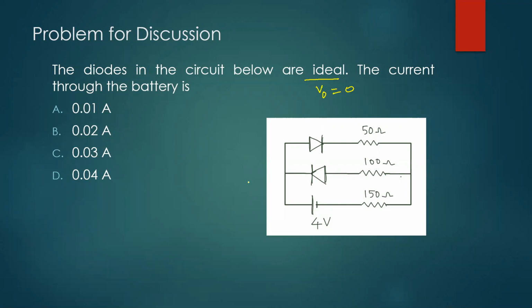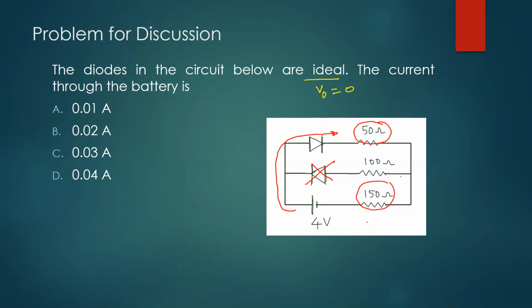In forward bias, it conducts, and in reverse bias, it does not conduct. So that means this path is cut off for us, and the current is actually flowing only in the outer loop. So 150 and then 50, these are in series. So the total resistance is 200.